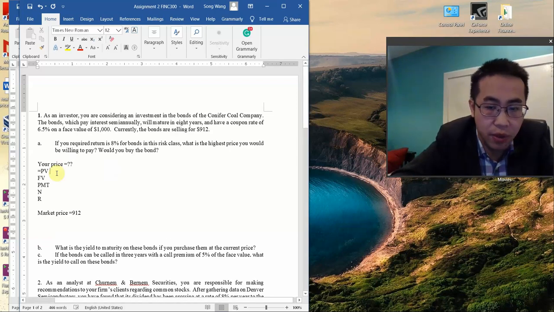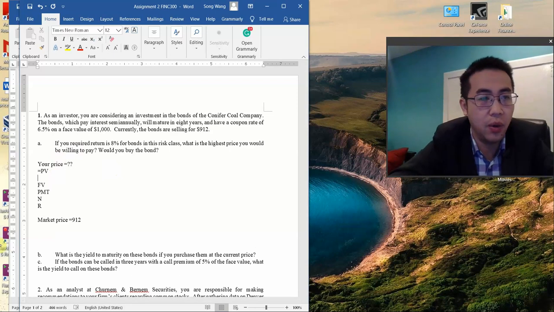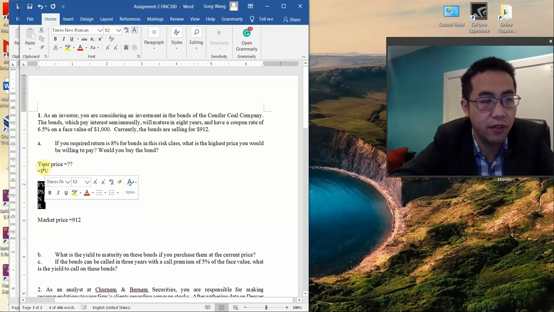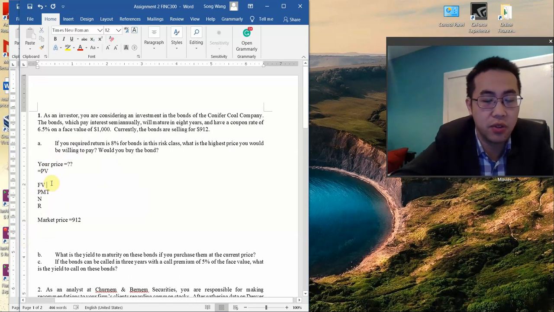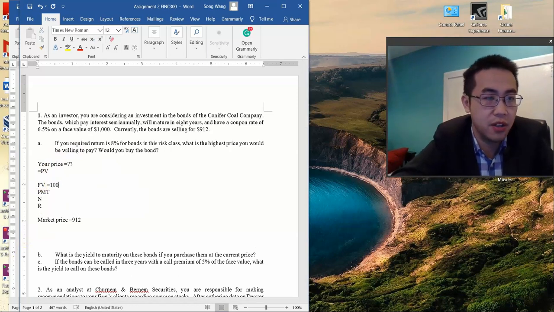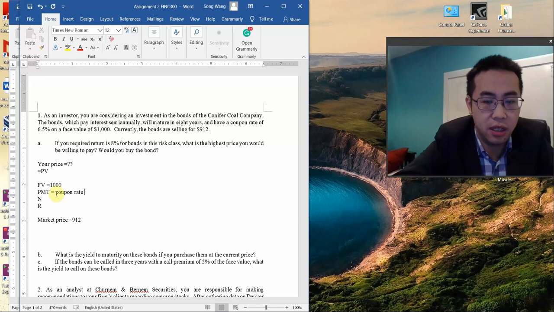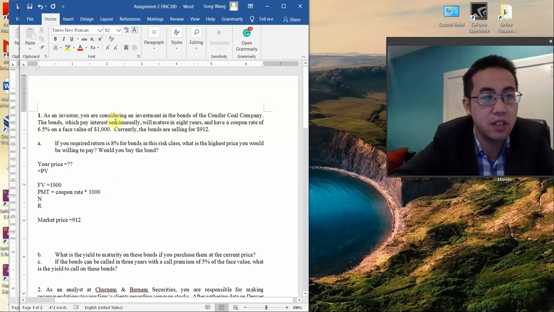So the bottom line is you always find the four components and solve for the fifth, which is the present value. So if you look at the future value, it is going to be $1,000, as is always true if the bond naturally matures. And the payment is based on the coupon rate, and it will be multiplied by the 1,000 face value. However, this is a semi-annual bond, and you're going to do something differently because each payment for each period is half of the annual coupon. So you have to divide the whole thing by 2.